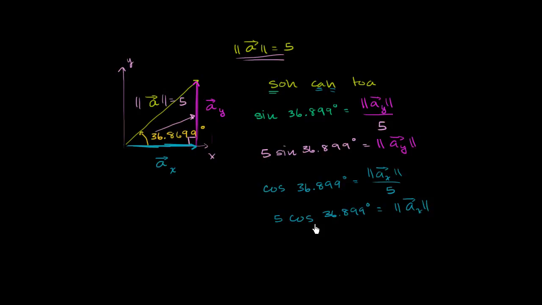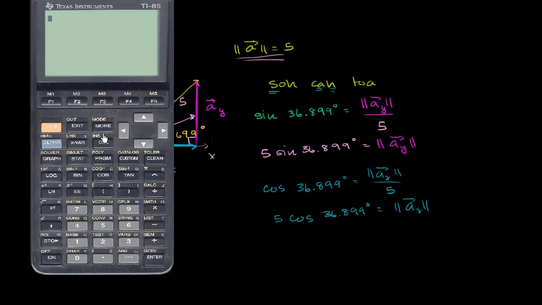Let me get the calculator out. Let me get my trusty TI-85 out. I want to make sure it's in degree mode. So let me check. Yep, we're in degree mode right over there. I don't want to be in radian mode. Now let's exit that. And we have the vertical component is equal to 5 times the sine of 36.899 degrees, which, if we round it, is right at about 3.